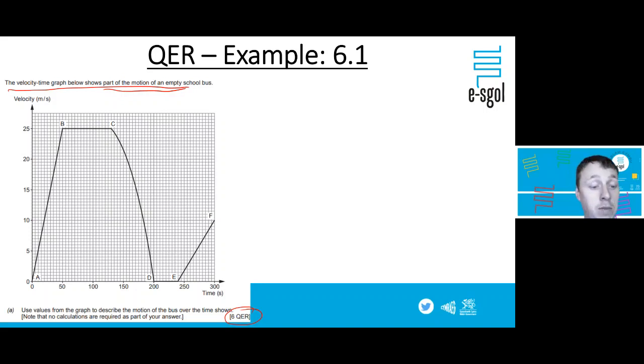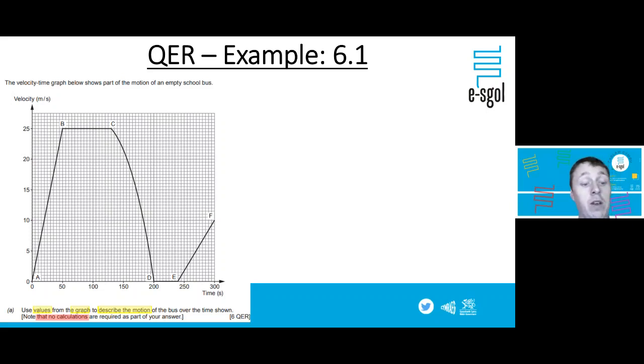However, as we look a little bit further, part A: use values from the graph to describe the motion of the bus over the time shown. And in brackets, it says note that no calculations are required as part of your answer. So looking at the command words, you might want to pick out values. Where do you get the values? From the graph. So make sure in this type of question, you fully use the graph to describe the motion. They expect you to describe the motion of the bus in that time interval.